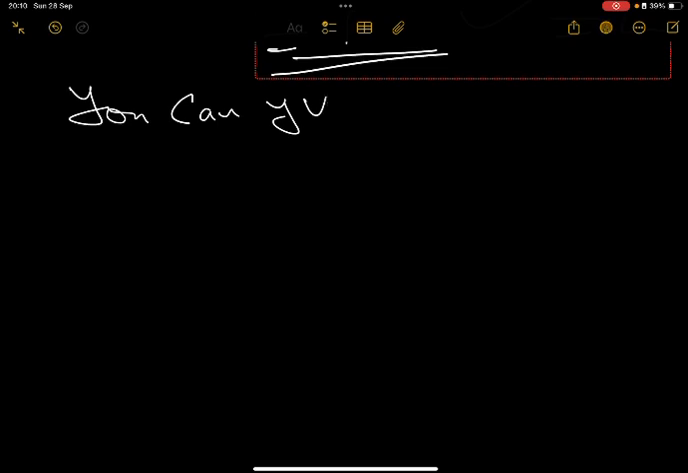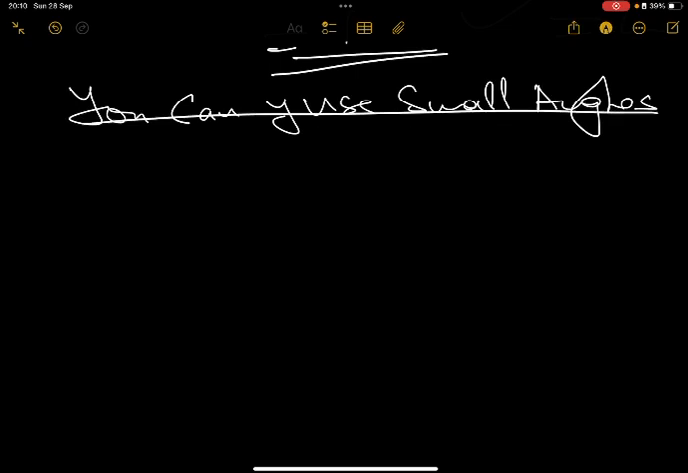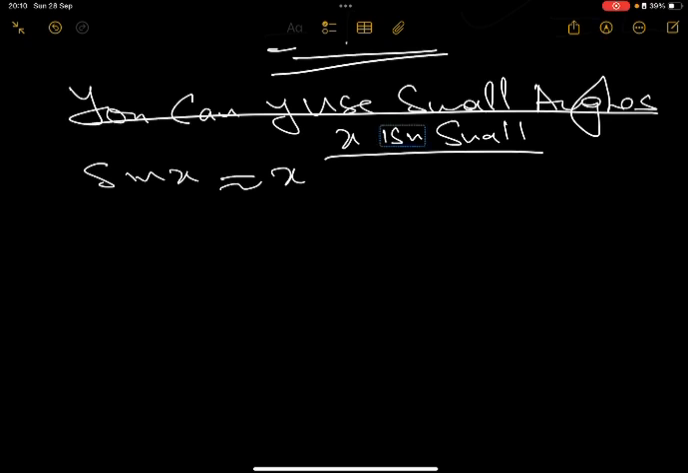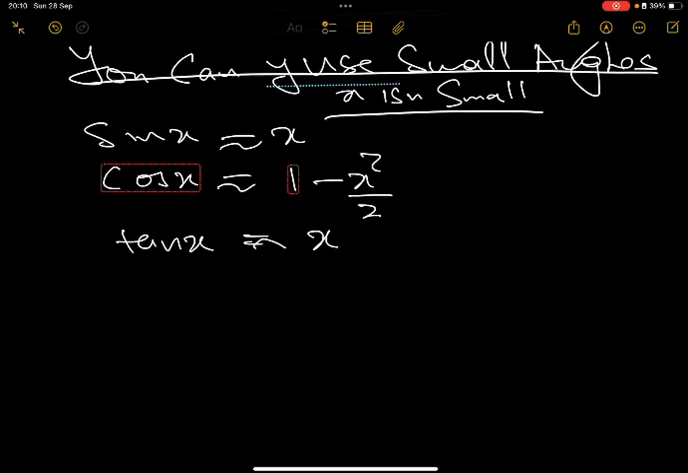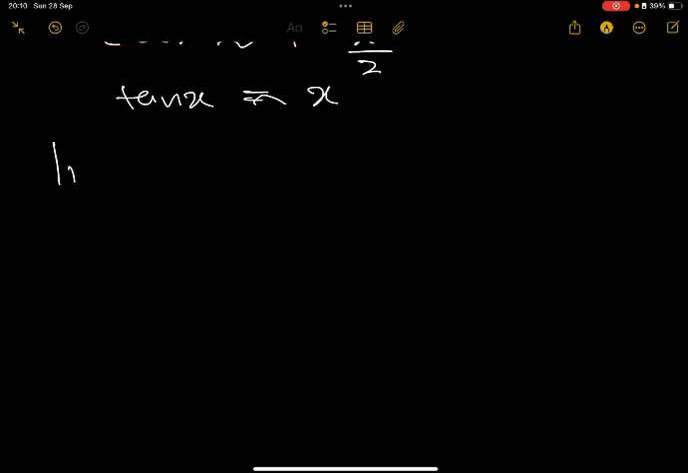Then again, you can use small angles from your A level. We know that sine of x is approximately equal to x when x is small. When x is small, sine x is approximately what? To x. And cos of x is approximately 1 minus x squared over 2. And we know that tan of x is approximately what? To x.